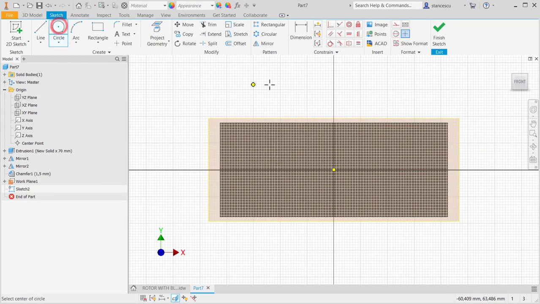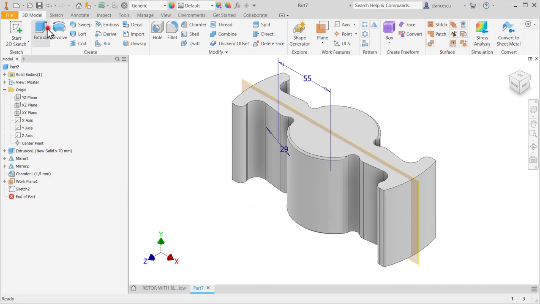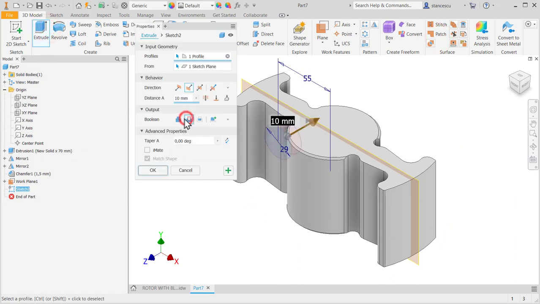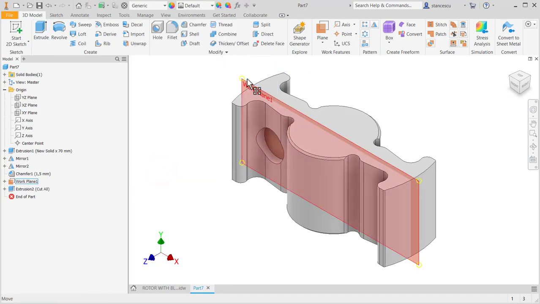The sketch is a circle of 29 diameter on the same horizontal with the center point and placed at a distance of 110 divided by 2. Finish sketch, extrude, cut the other direction all the way. Okay.